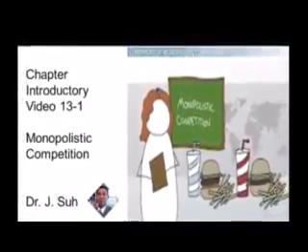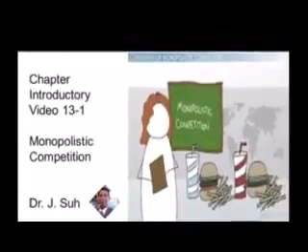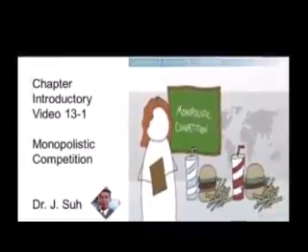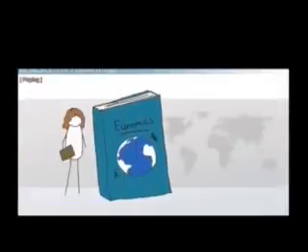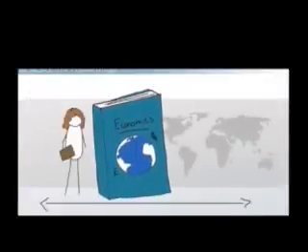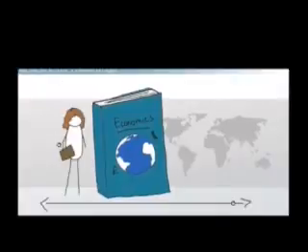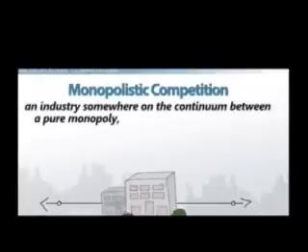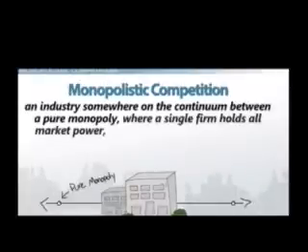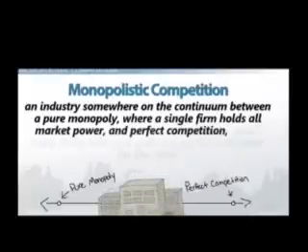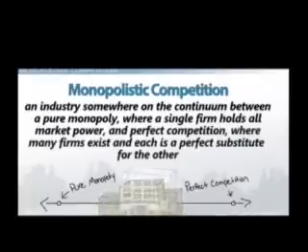Monopolistic competition may sound like an oxymoron, since the term monopoly might suggest the absence of competition. But remember, in economics, everything exists on a continuum, or a range with two extremes, one at each end. That's just what monopolistic competition is, an industry somewhere on the continuum between a pure monopoly, where a single firm holds all market power, and perfect competition, where many firms exist and each is a perfect substitute for the other.